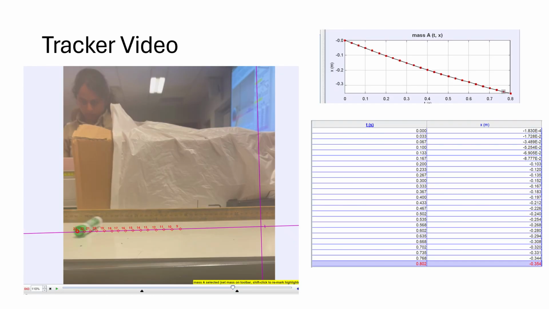On this slide, I'll be discussing my Tracker video and my Tracker data. On the left, each red dot signifies a position of the marker as it moved across the table. Each point was taken approximately 0.033 seconds apart, as the video was taken at 30 frames per second. On the right, the table is my position versus time table, and that is where I received my initial position as well as my final position, as well as my time interval.